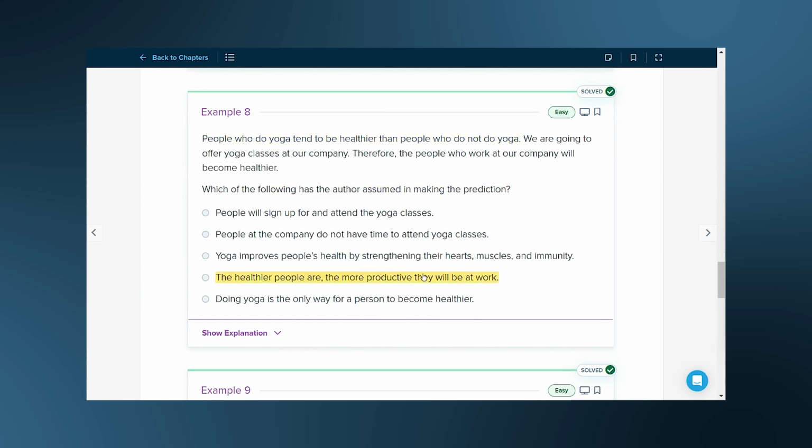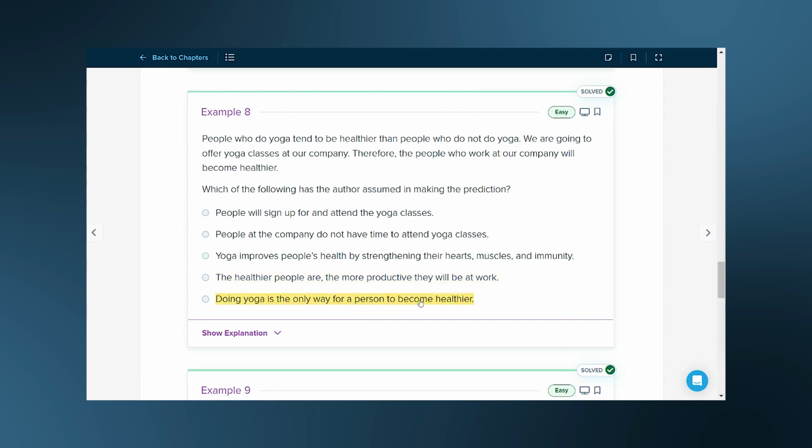D, the healthier people are, the more productive they will be at work. This one is getting a little ahead of itself and is therefore also irrelevant. The argument is that people will be healthier after the company starts offering yoga classes than they were before. What happens after that isn't the concern of this argument.